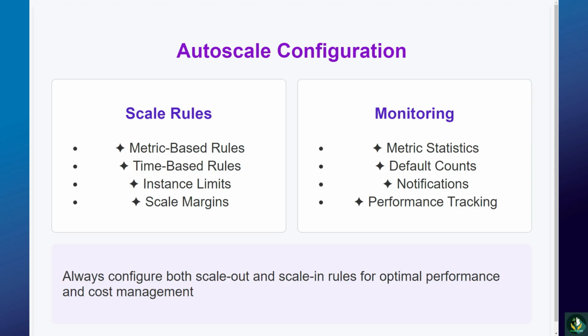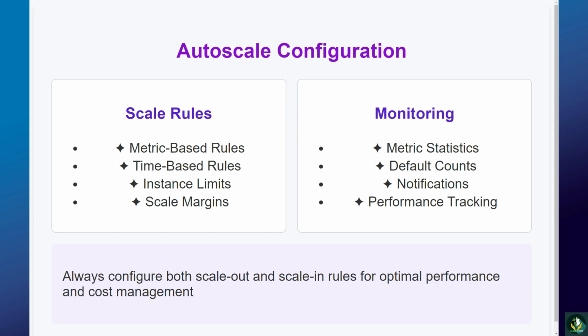Let's explore Azure App Service Autoscale Configuration, a powerful feature that helps you maintain optimal application performance while managing costs effectively. Understanding how to properly configure autoscale settings is crucial for creating a responsive and cost-efficient application environment. At its core, autoscale configuration revolves around setting up intelligent rules that automatically adjust your application's resources based on demand. Think of it as having an automated system that monitors your application's pulse and adjusts its resources accordingly. To implement this effectively, you need to understand and configure several key components.